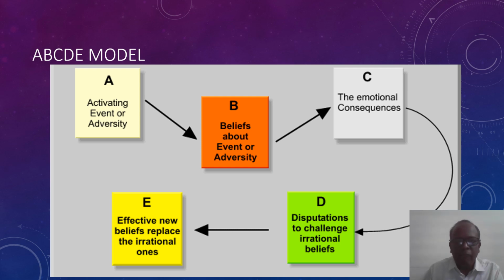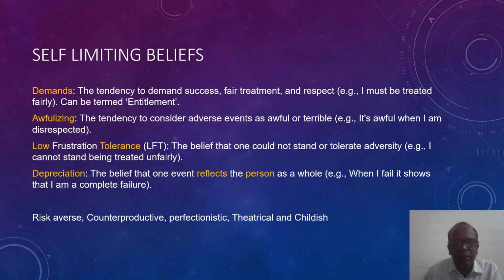The ABCDE model includes D and E, where D stands for disputes to challenge irrational beliefs, and E involves installing new beliefs which replace irrational beliefs. So these negative beliefs or self-limiting beliefs could be demands, awfulizing, low frustration tolerance, or depreciation.